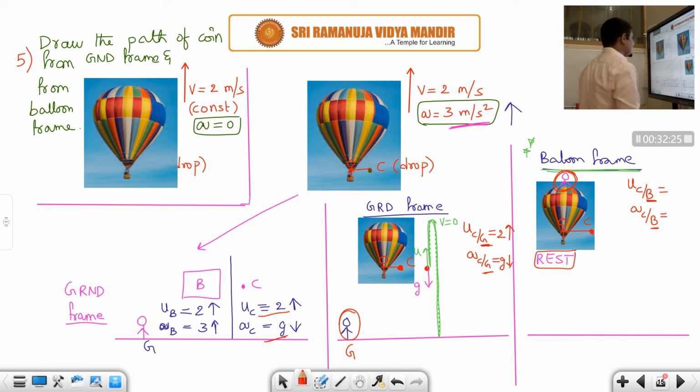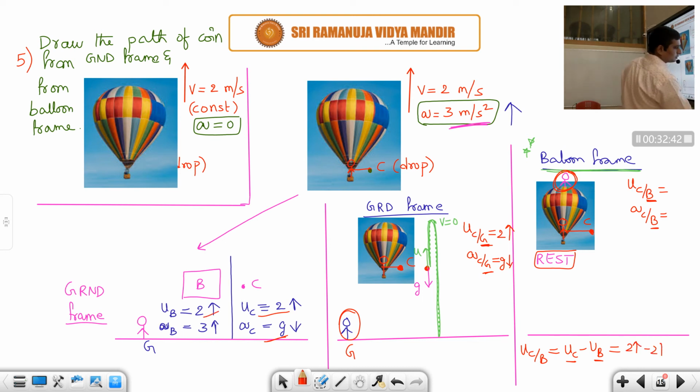What is the initial velocity of the coin with respect to balloon, students? That is nothing but initial velocity of coin minus initial velocity of balloon, and these values are from ground. The initial velocity of coin is 2 upwards, minus the initial velocity of balloon, 2 upwards. So therefore this is 0. Previously also we got 0 only.